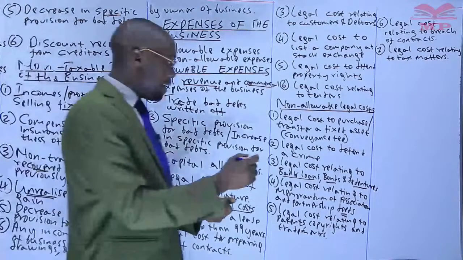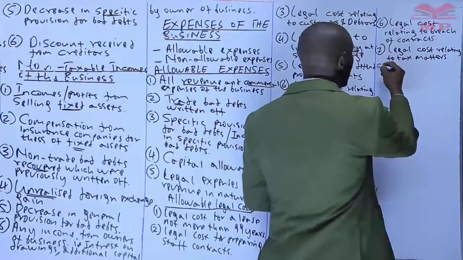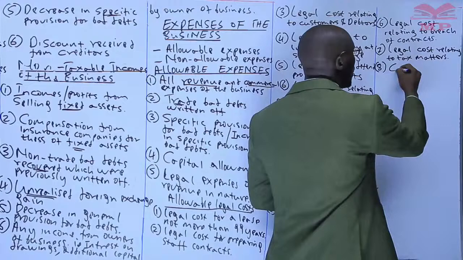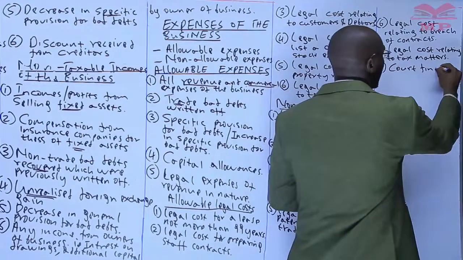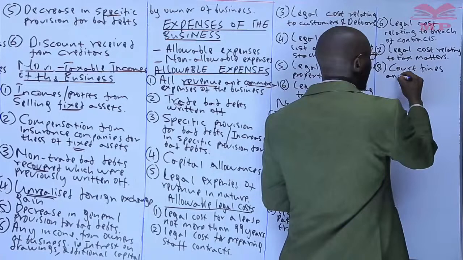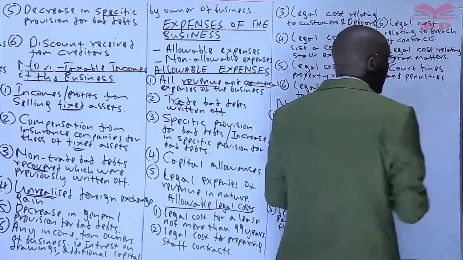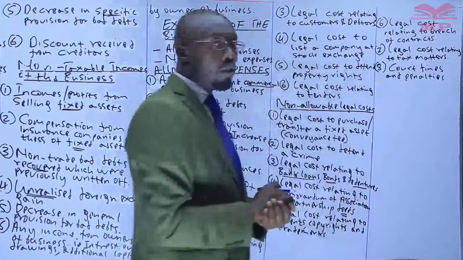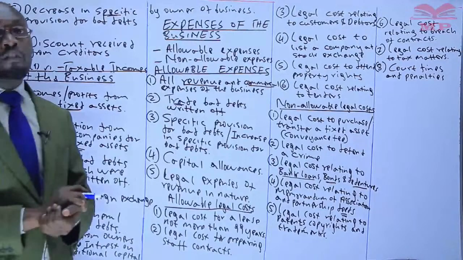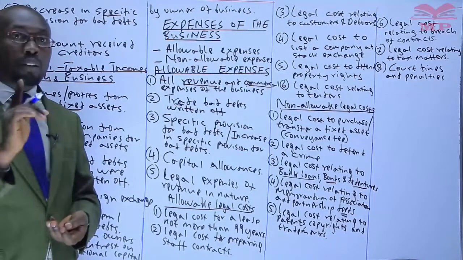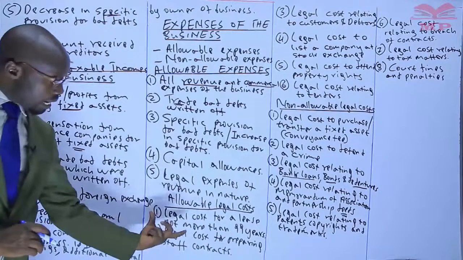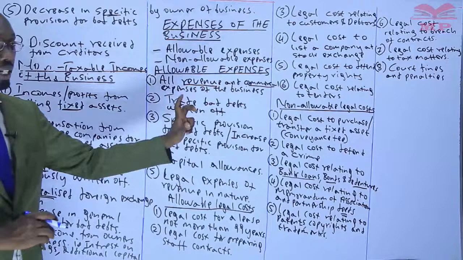The last one, number 8, court fines and penalties. Now, when you talk of court fines and penalties, when you are fined, it means that you are the one who was on the wrong side. So several allowable and also non-allowable, and we had to look at them.